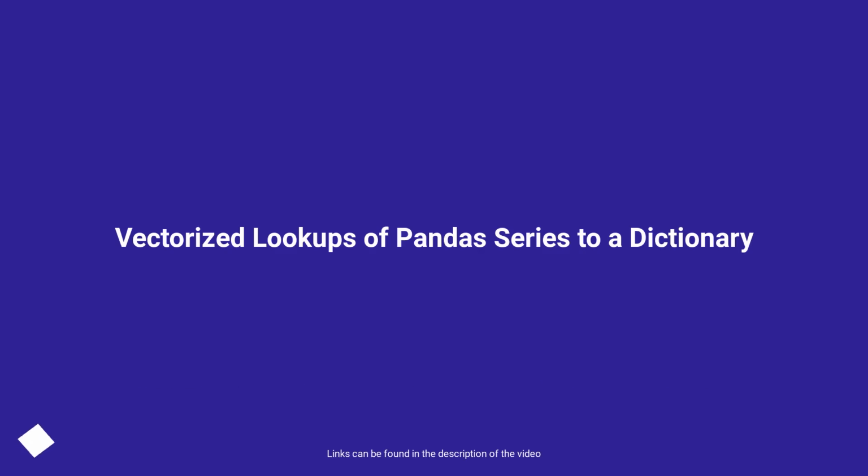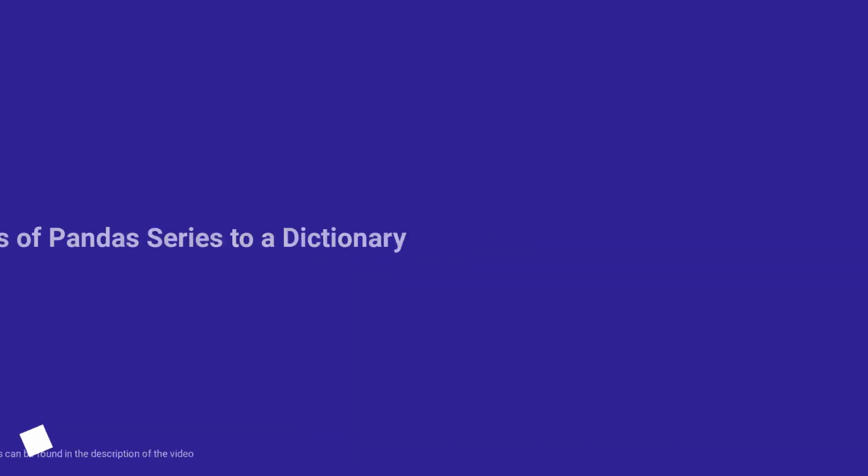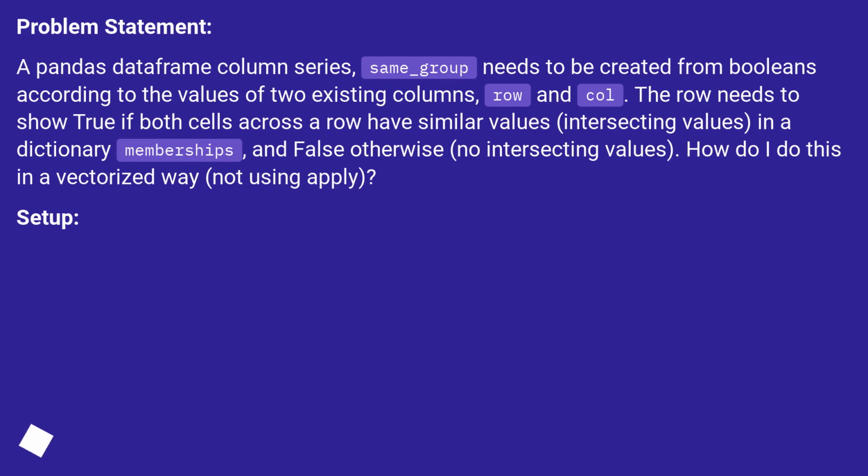Vectorized lookups of Pandas series to a dictionary. Problem statement. A Pandas dataframe column series, same_group, needs to be created from booleans according to the values of two existing columns, row and col. The row needs to show true if both cells across a row have similar values, intersecting values, in a dictionary memberships, and false otherwise, no intersecting values. How do I do this in a vectorized way, not using apply?